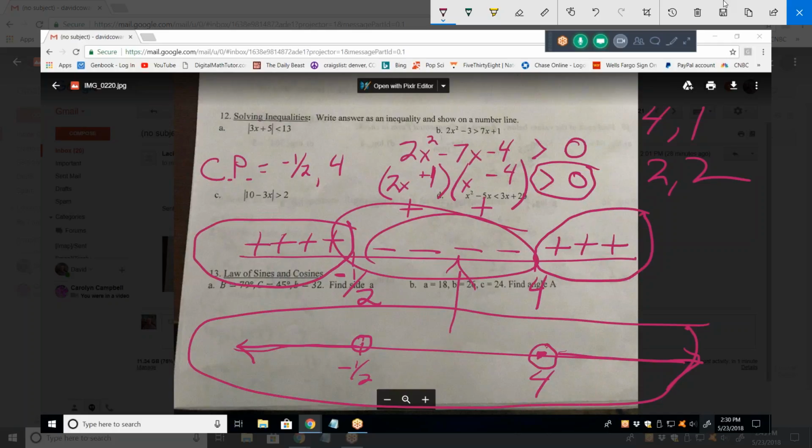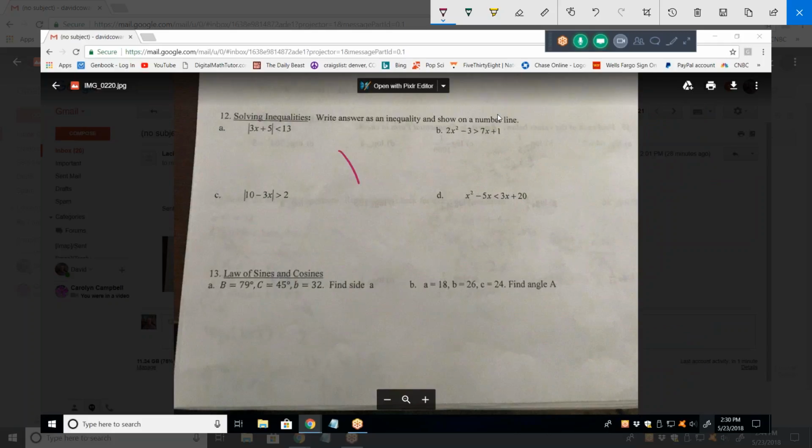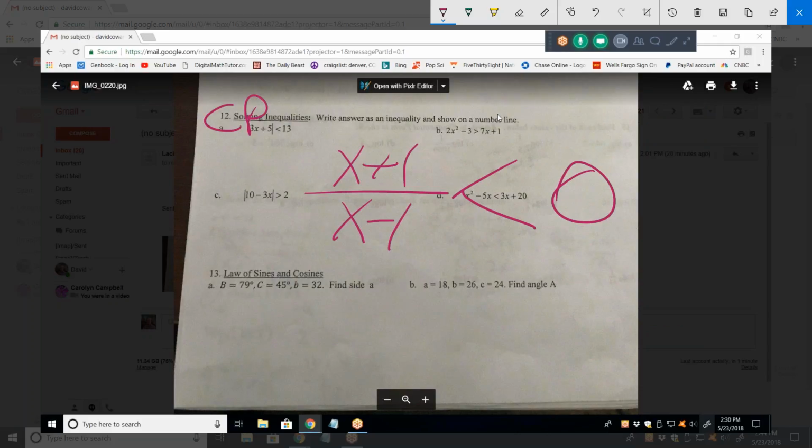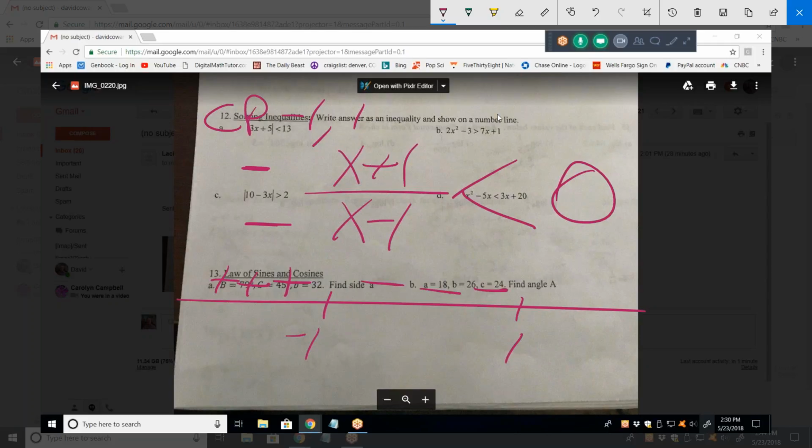Or for that matter, if I had something like this, I would have to do exactly the same thing. If I said x plus 1 over x minus 1 is less than or equal to 0, got to do the same thing. My critical points are minus 1 and 1. Draw a line chart. I put minus 1 on it. I put 1 on it. When I do minus 2, I got a negative divided by a negative. That's positive. When I do 0, it's negative. And when I do plus 2, it's positive divided by positive.